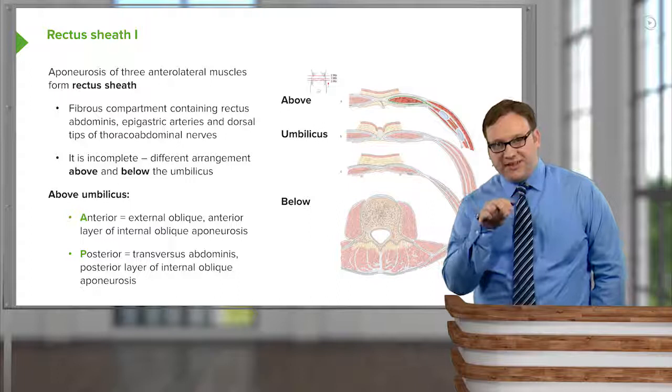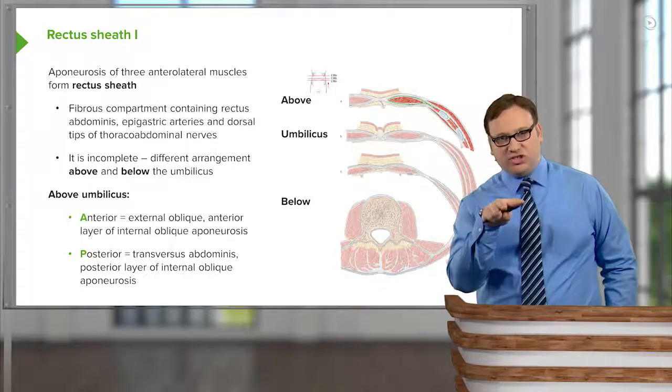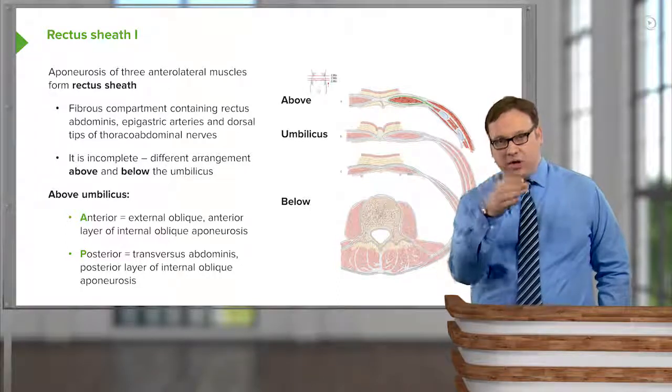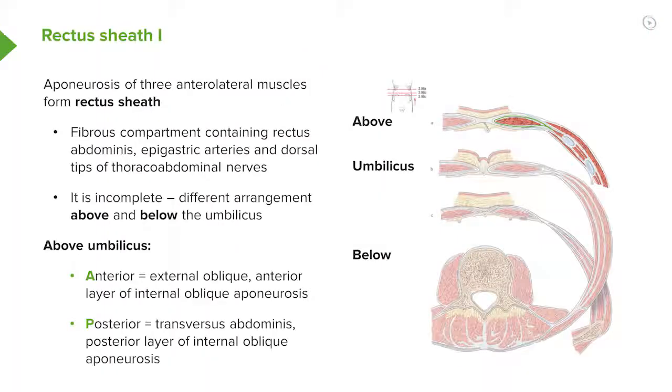So the aponeurosis of internal oblique splits into two lamina, an anterior lamina and a posterior lamina. So we have the anterior layer of internal oblique aponeurosis. Posteriorly, behind rectus abdominis, internal oblique sends a layer that goes behind rectus abdominis. So posterior, we have the posterior layer of internal oblique aponeurosis.